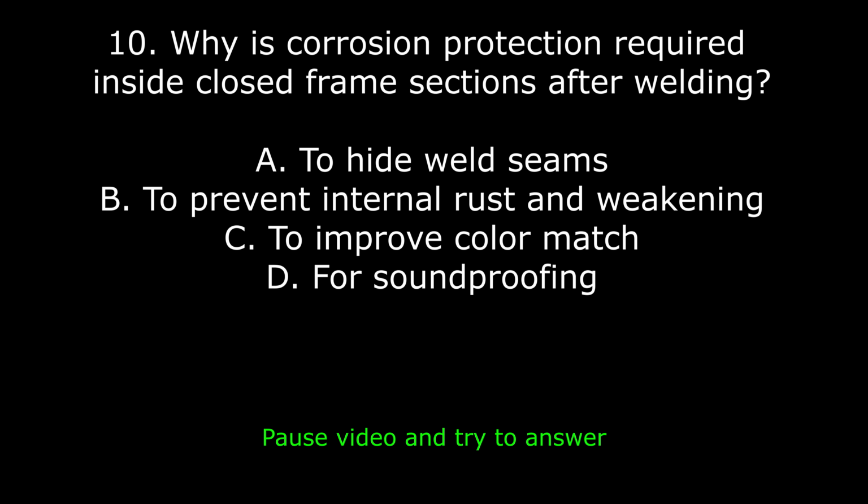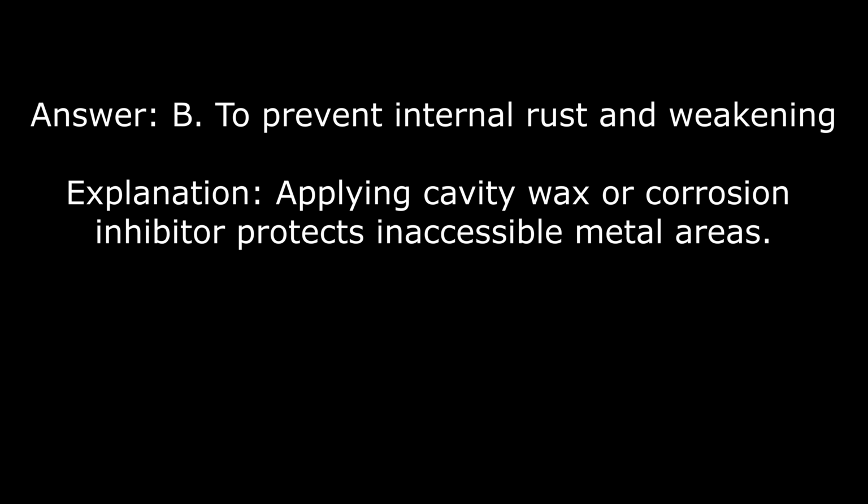10. Why is corrosion protection required inside closed frame sections after welding? A. To hide weld seams. B. To prevent internal rust and weakening. C. For improved color match. D. For soundproofing. Answer: B. To prevent internal rust and weakening. Explanation: applying cavity wax or corrosion inhibitor protects inaccessible metal areas.